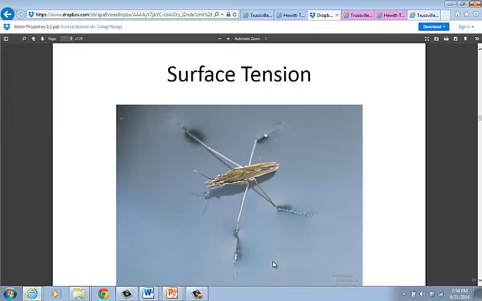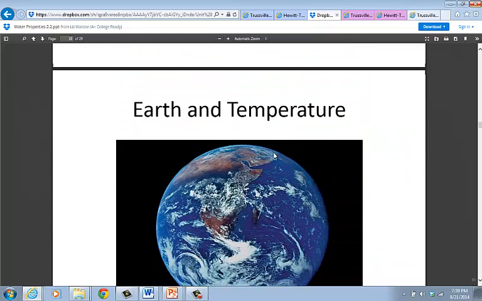Now, of course, the physics of how its body mass is spread out, evenly distributed, helps certainly, but if we didn't have surface tension, that wouldn't happen anyway.